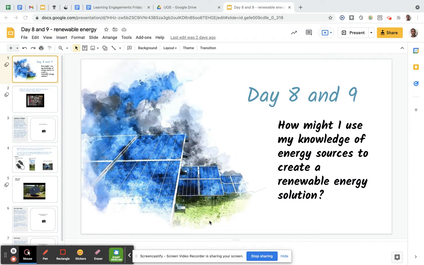So we're going to be very creative now. We're going to take our knowledge that we've gained over the past few days and we're going to use it to try and solve a real world problem. So how might I use my knowledge of energy sources to create a renewable energy solution?